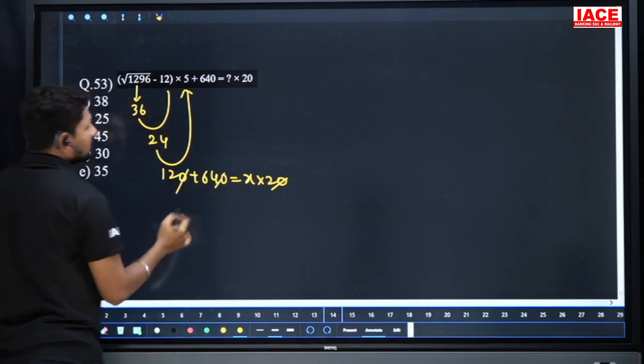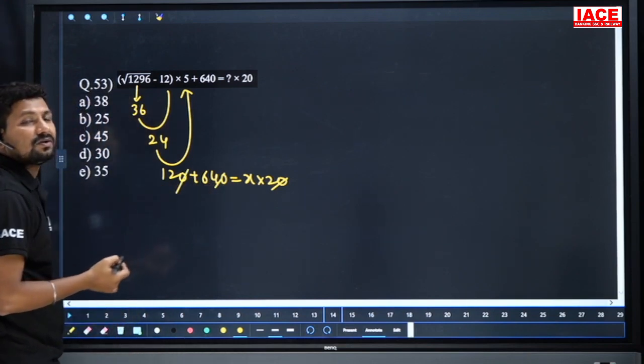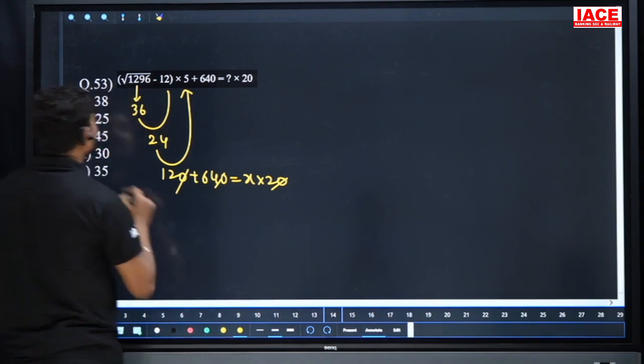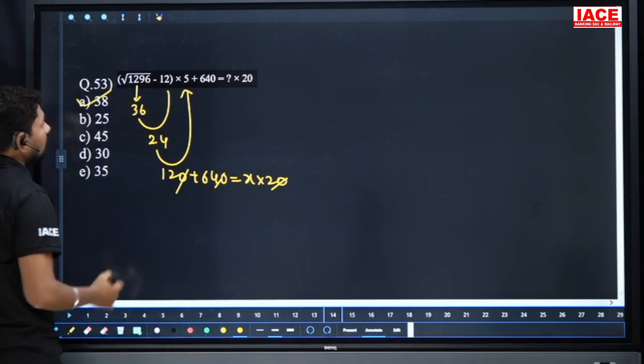Zeros cancel. 64 plus 12 is equal to 76. 76 of value. 76 of value is what? 38. Our option is A.